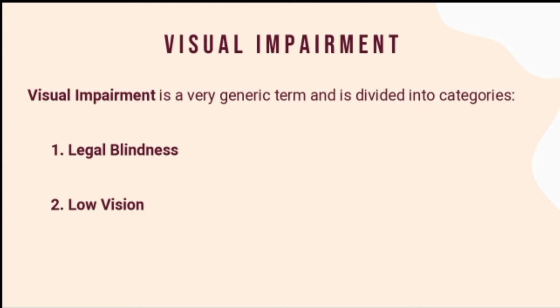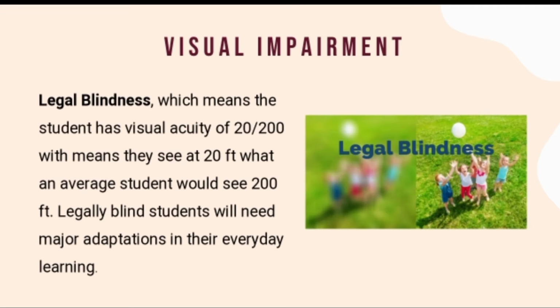Visual impairment is a very generic term and is divided into categories. These are the legal blindness and the low vision. So what is legal blindness? Legal blindness means the student has visual acuity of 20/200, which means they see at 20 feet what an average student would see at 200 feet. Legally blind students will need major adaptations in their everyday learning.